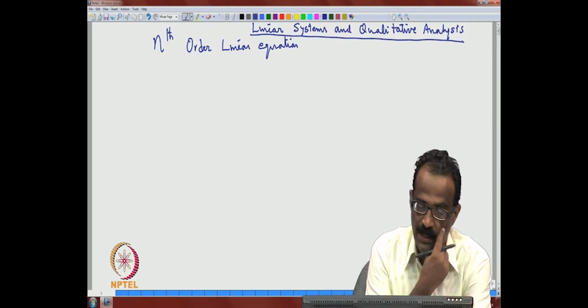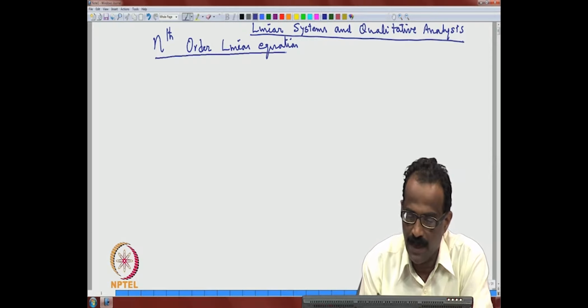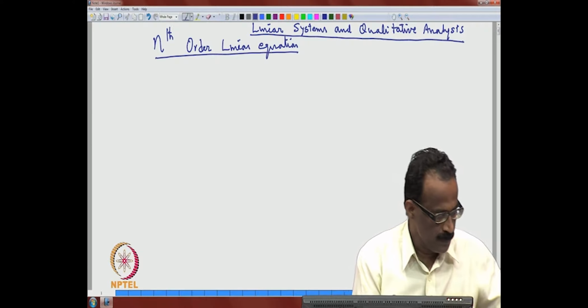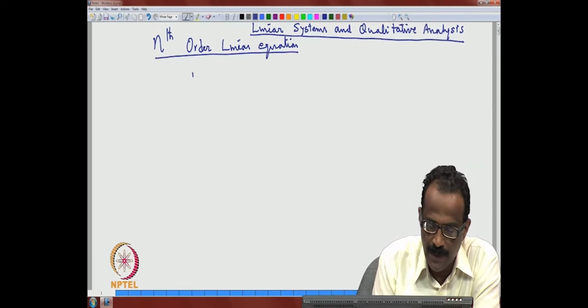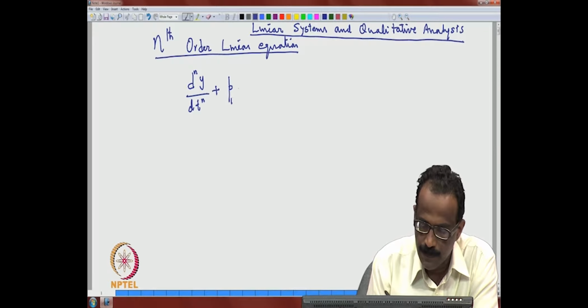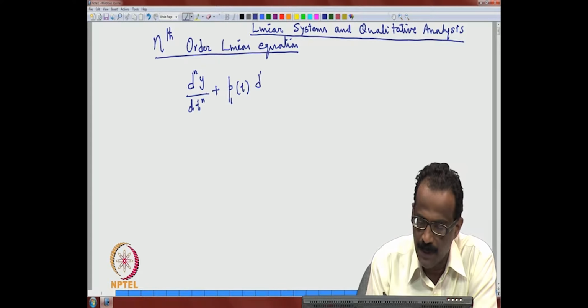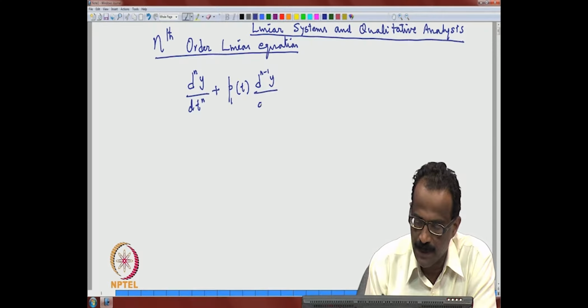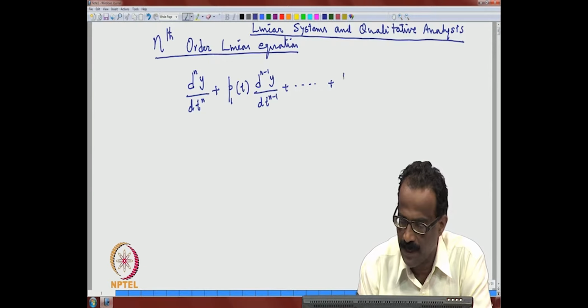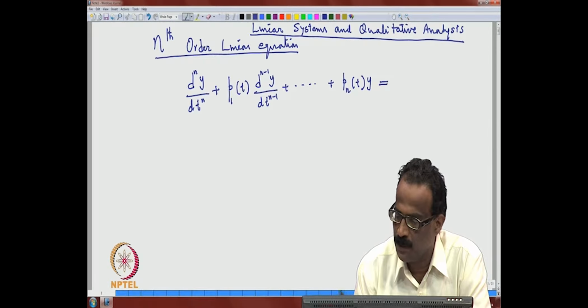How does a general nth order linear equation look? A regular linear equation will have the following form. You will have the nth derivative, coefficient 1, d^n y by dt^n, plus p1(t) d^(n-1) y by dt^(n-1), plus, going on, the final term pn(t) y, equal to some g(t).